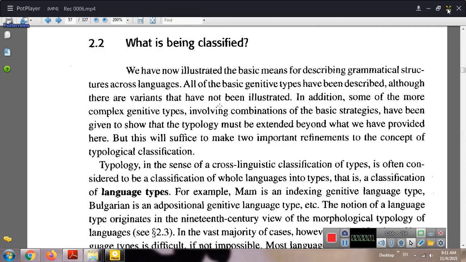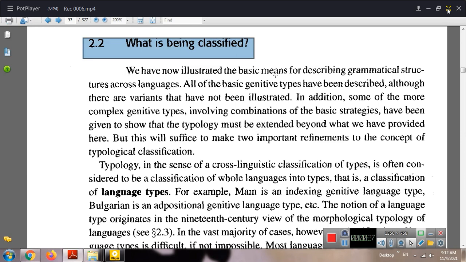In the name of God, in the previous session, we taught you two paragraphs of this part, but here I want to repeat the first and second paragraph of this part again. Okay, we discussed what is being classified in this chapter.